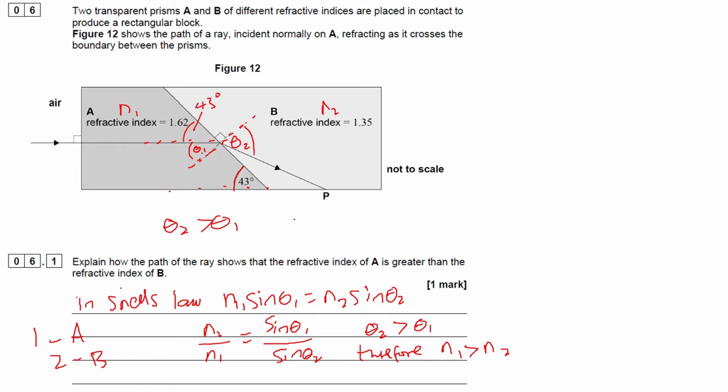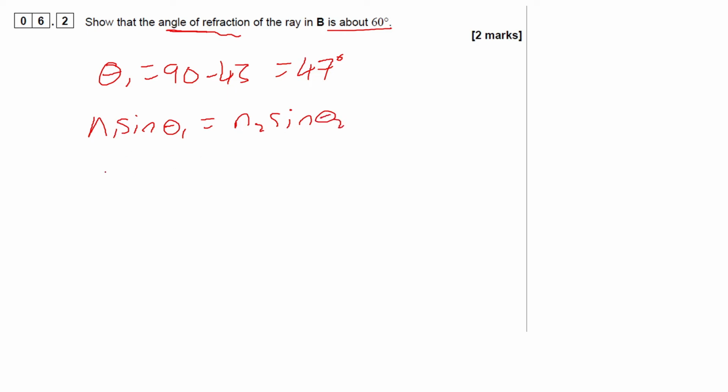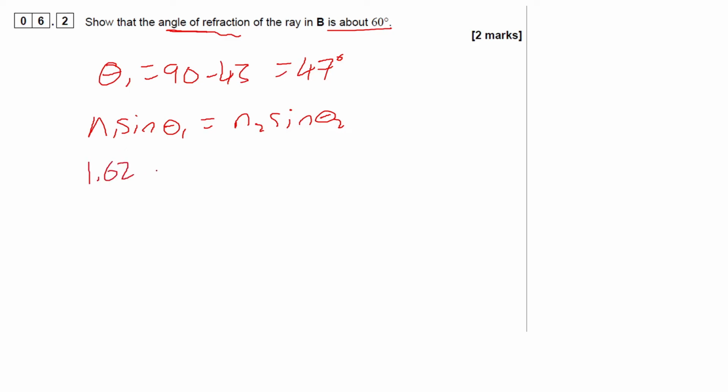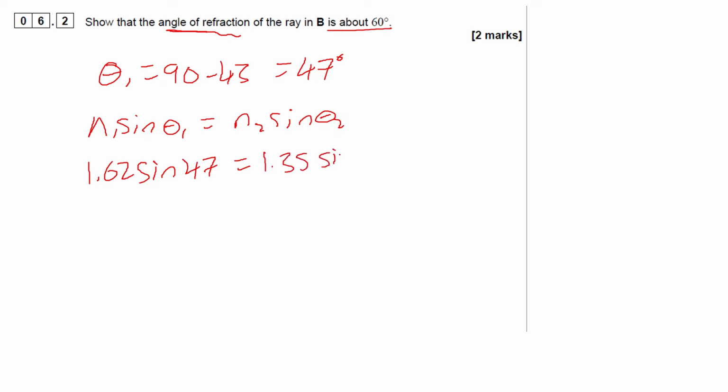Now to find theta 1, you can see this is 90 degrees overall, so therefore 90 minus 43 must be my angle of incidence. So theta 1 is equal to 90 minus 43, and we get 47 degrees for theta 1. So writing down the equation again, let's put in our values that we know. n1 is the refractive index of material A, so 1.62. Sine theta 1, which we just worked out to be 47 degrees, is equal to n2, which is refractive index B, 1.35, sine theta 2.